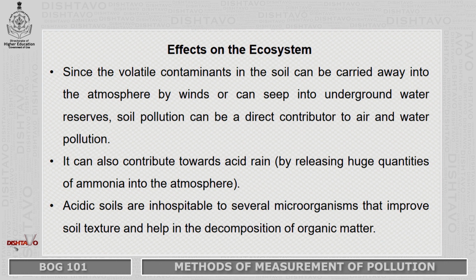Effect on the ecosystem: since the volatile contaminants in the soil can be carried away into the atmosphere by wind or can sweep into the underground water reserves, soil pollution can be a direct contributor to air and water pollution. It can also contribute towards acid rain by releasing huge quantities of ammonia into the atmosphere. Acidic soils are inhospitable to several microorganisms that improve soil texture and help in the decomposition of organic matter.